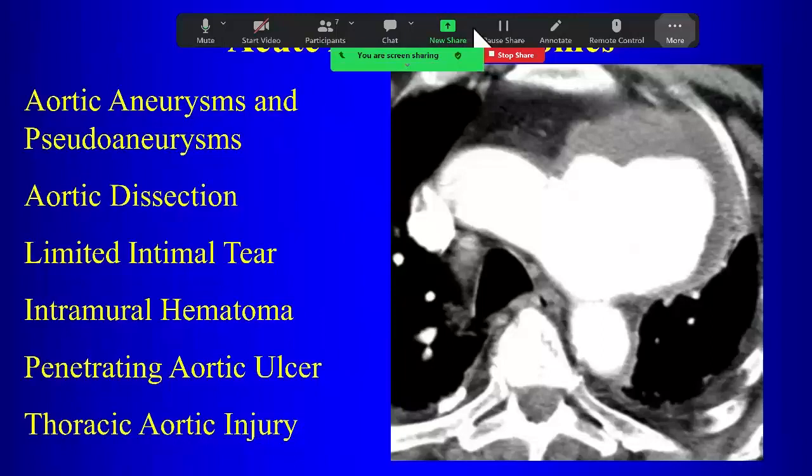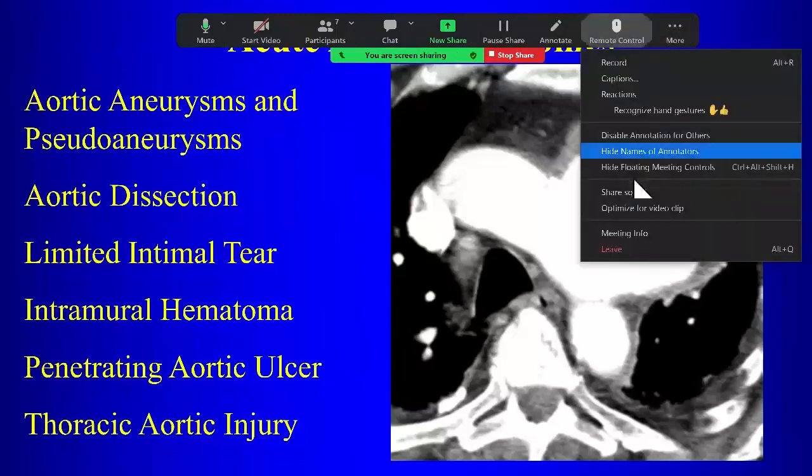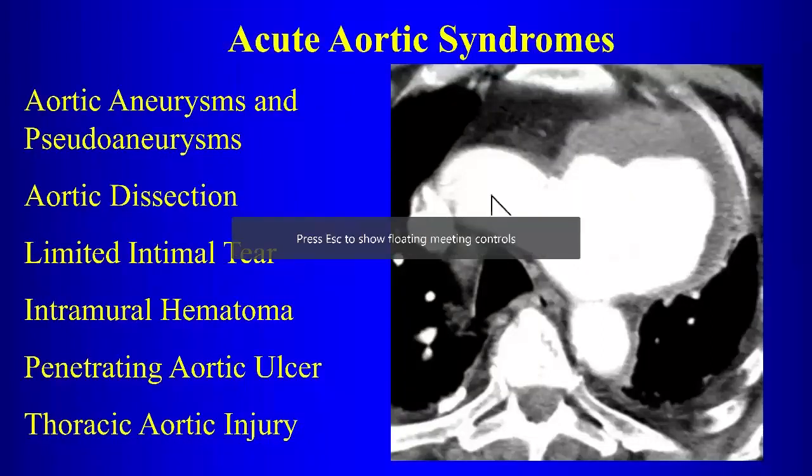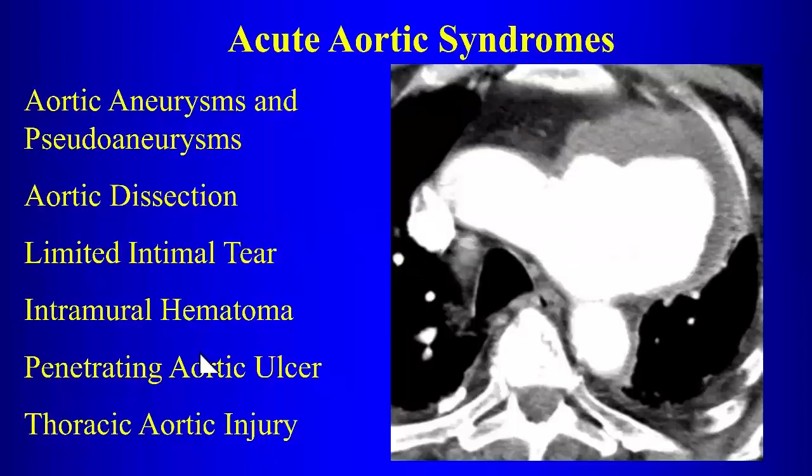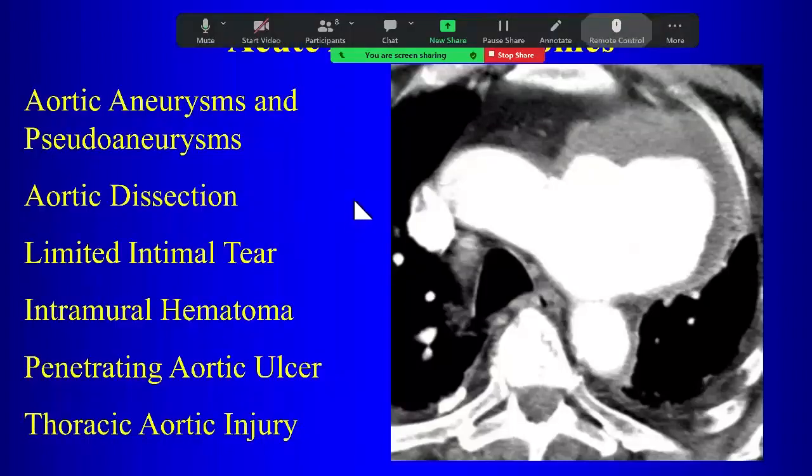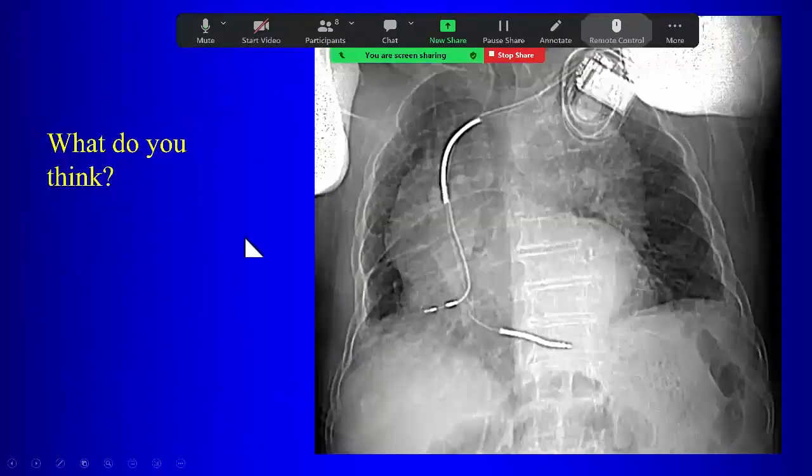So we'll start by talking about the acute aortic syndrome. So these are what the acute aortic syndromes are. The patients usually present clinically the same way. They usually present with chest pain radiating to the back, and usually, the ER wants to rule out aortic dissection when patients present in that fashion.